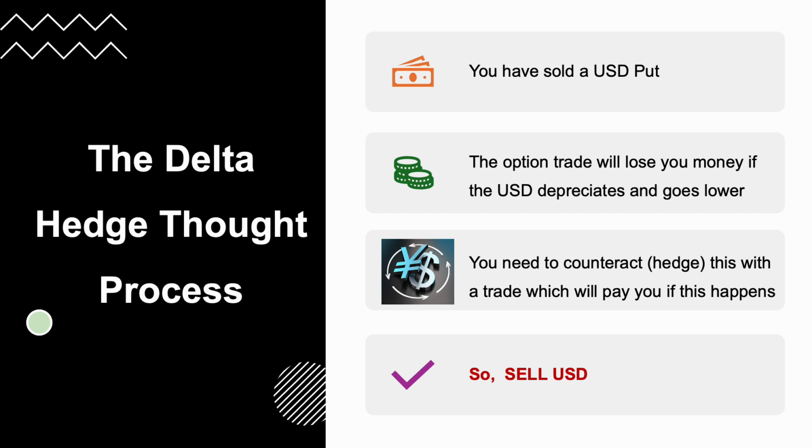And here we put the thought process. So if you sold a dollar put, the option will lose you money if the dollar depreciates. In our example, it's not earning you so many yen. So if it's causing you pain by depreciating, you need to buy something that's going to counteract that and give you a bit of pleasure if the dollar depreciates. So if you go short the dollars, you'll benefit if the dollar goes down. So the loss on your option trade is being offset by going short the dollars on the other hand. So one offsets the other. That's hedging.